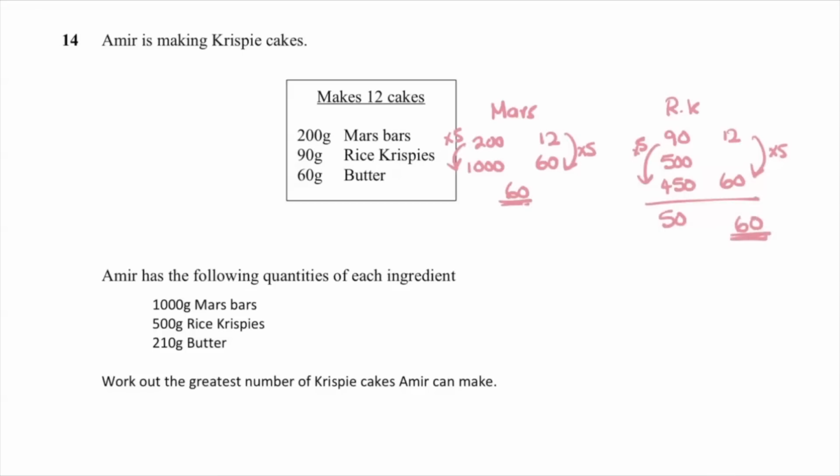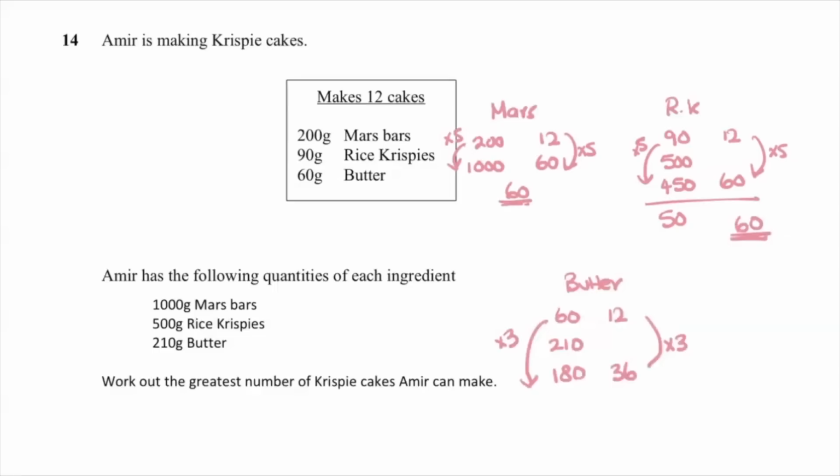Now I'm going to check my butter. I'm told that 60 grams will make 12 and that I have 210. So I'm going to take the same concept and I'm going to think about getting as close as I can to that 210. So using the 6 times table, if I times by 3, I will get to 18. Add my 0 and I'm at 180. So I'm quite close. If I times by 3 on this side, I'm at 36. So the butter is the limiting factor in this question.